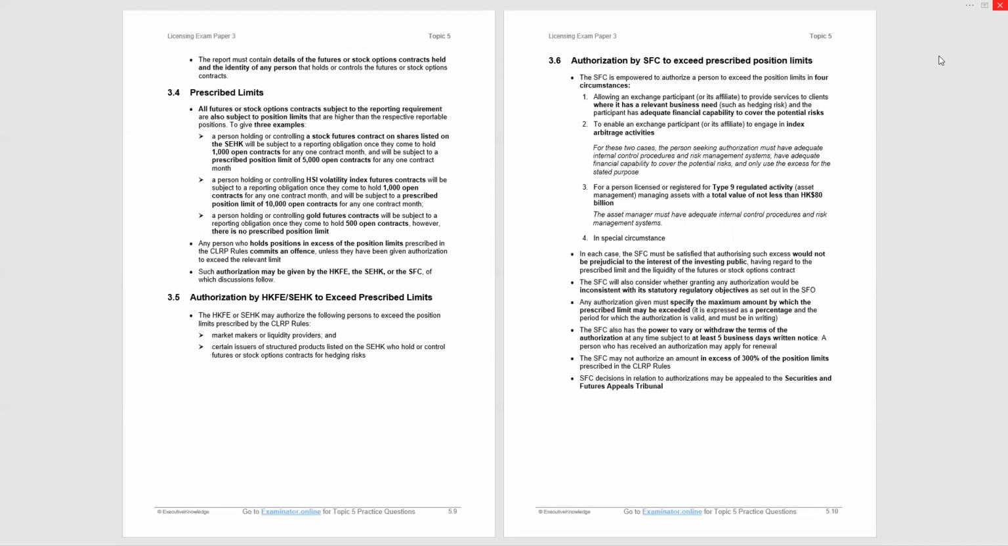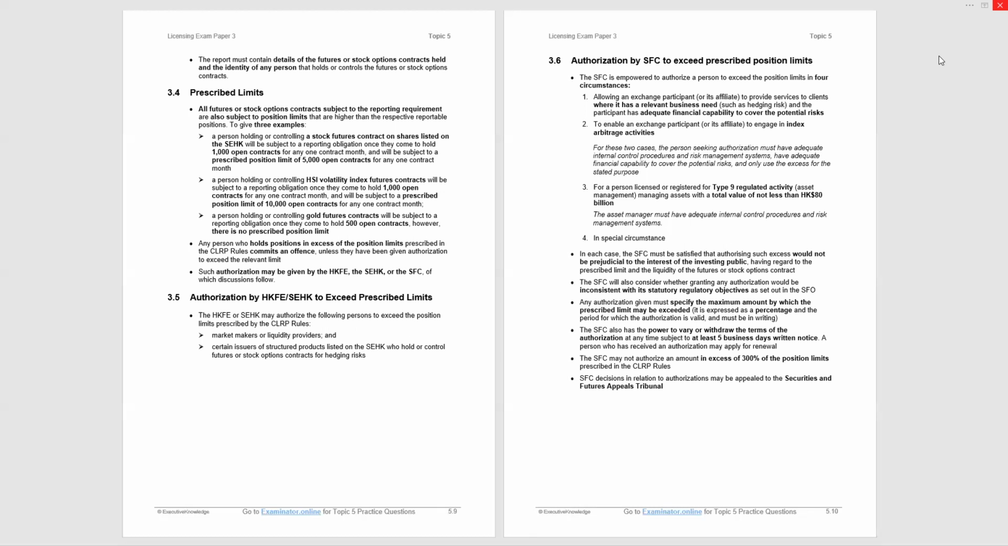And then with regard to gold futures contracts, the reporting obligation is 500 open contracts, but there is no prescribed position limit. So that's an easy one to remember. Gold with futures, you can go as high as you want. There is no prescribed position limit. But if you hold a position in excess of the position limits that are prescribed, you're breaking the law, and unless you've been given authorization, you can be prosecuted.